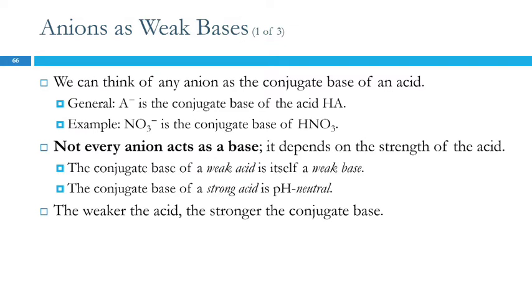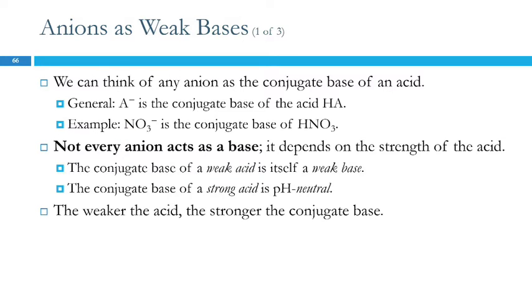So we could think of any anion as being the conjugate base of an acid. If you have a conjugate base, in order to make the acid, you put a hydrogen ion on it. So here, A-, if we add a hydrogen ion to that, we get HA. This is the acid. That's the conjugate base. Here's a specific example, nitrate ion. Well, you put a hydrogen on that, you get HNO3. That's an acid. This is the acid. This is the conjugate base. Okay?